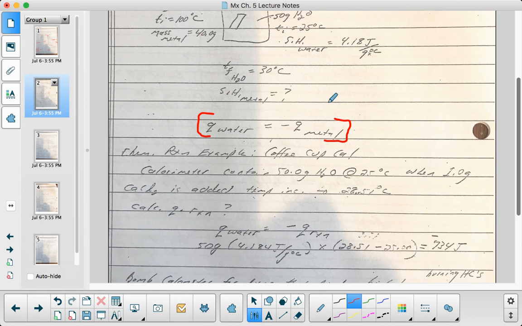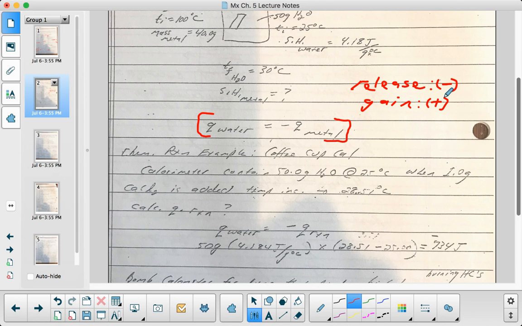In chemistry, whenever anything is released or leaving, we give it a negative value. It's kind of a convention in chemistry. Release is always negative and a gain is always positive. So when the metal releases heat, it would have a negative Q. When the water gains heat, it would have a positive Q.